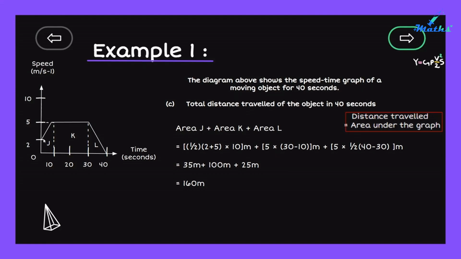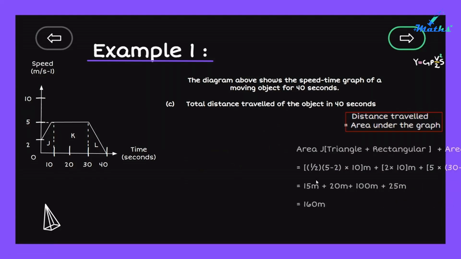For the trapezium, the formula is 1/2 times the sum of the 2 parallel sides, which is 2 plus 5, and then times 10. The next is the rectangle: it's 5 times, and we take 30 minus 10 and multiply them together. And the triangle is 1/2 times 5 times 40 minus 30, which is 10. So it equals 35 m plus 100 m plus 25 m. The answer is 160 m.